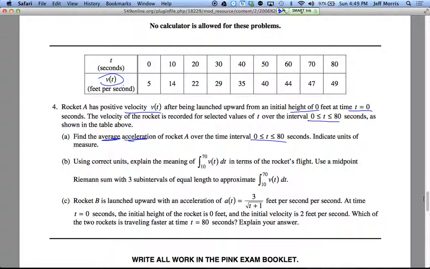No, it's going up. It's going to antiderivative. You go back to position. Velocity's down. So, gotcha. Yeah, take another derivative. Okay? All right, so 0 to 80.